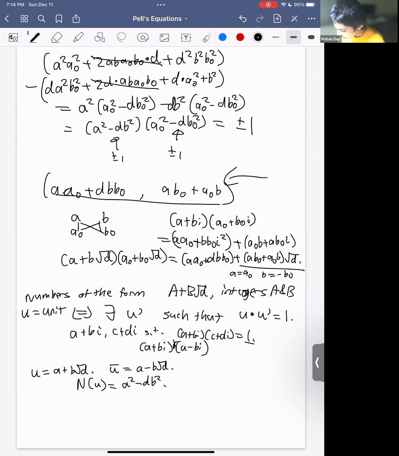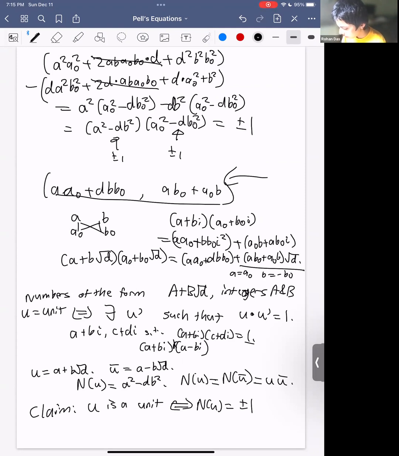As with the conjugates and magnitudes in the imaginary numbers, the norm of u is equal to the norm of the conjugate of u. Furthermore, this is equal to u times the conjugate of u. Now we claim that u is a unit if and only if the norm of u is either 1 or negative 1. First we show that if u is a unit, then its norm is plus or minus 1. So first we assume u is a unit.